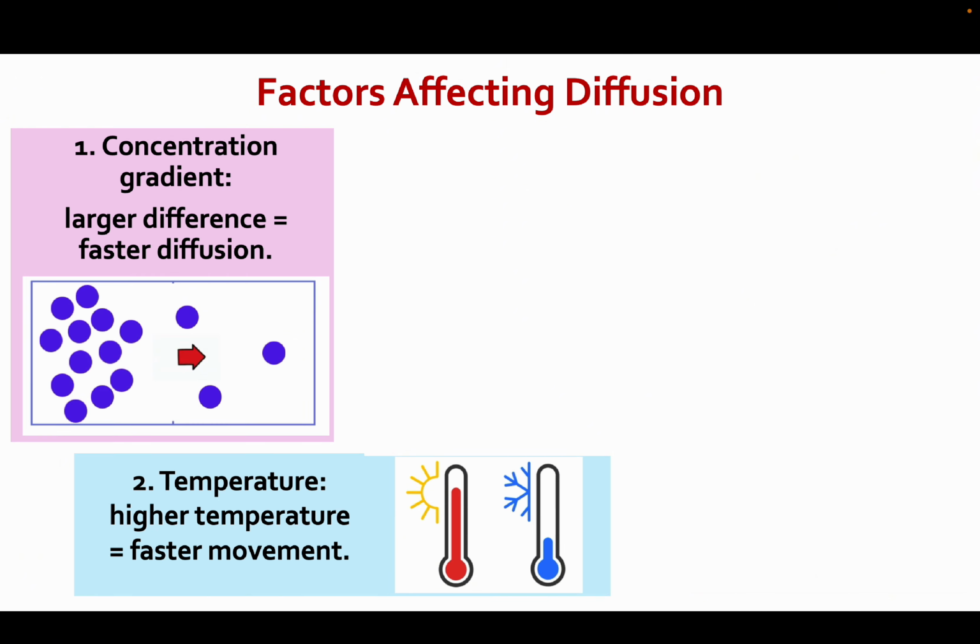The second factor affecting diffusion is temperature. And as you guessed it, a higher temperature means that there is more kinetic energy in the particles and therefore they move faster. And if they're able to move faster, they will be able to cross that concentration gradient and move from a high concentration to a lower concentration.